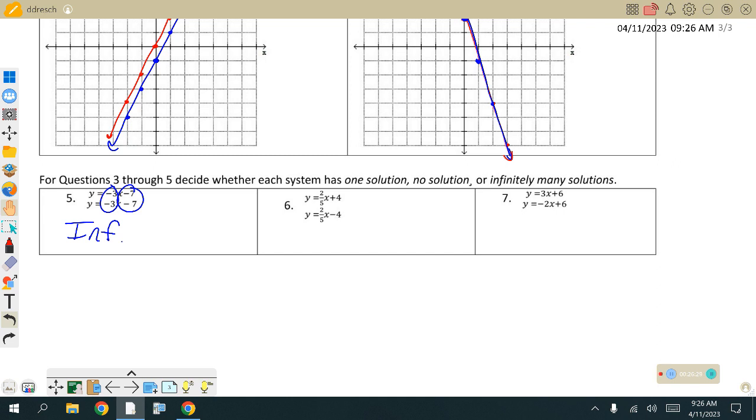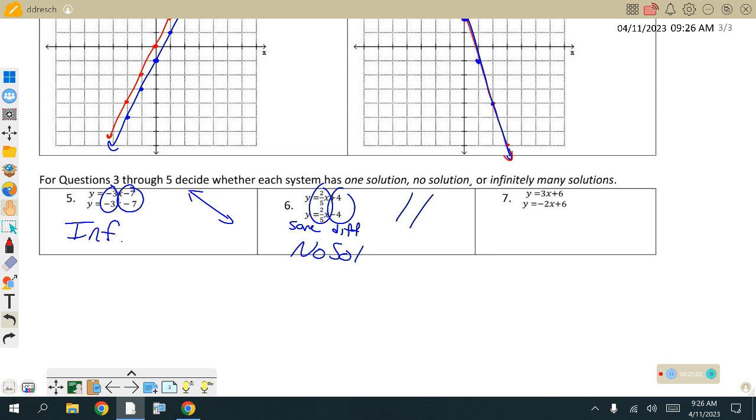Number 6 there. What do we have on that one? You said no solution? Should be a no solution. Same slope, but the y-intercepts are different. What that means is we're going to be parallel, and parallel lines do not intersect. This gets me a single line, that's infinite.